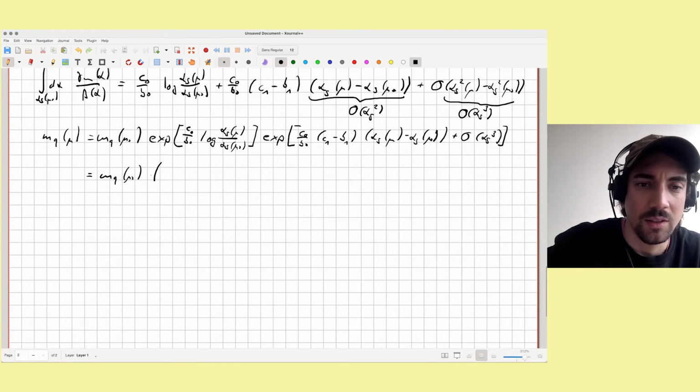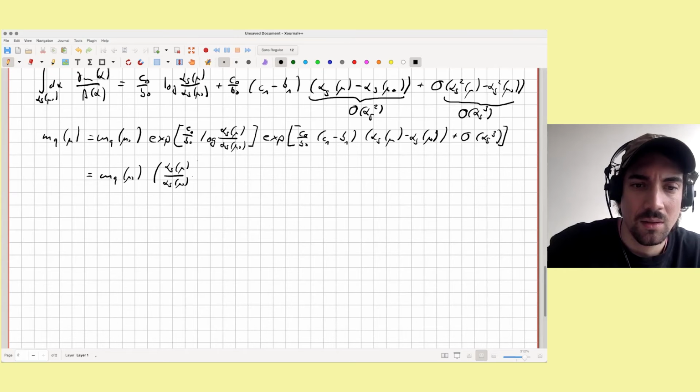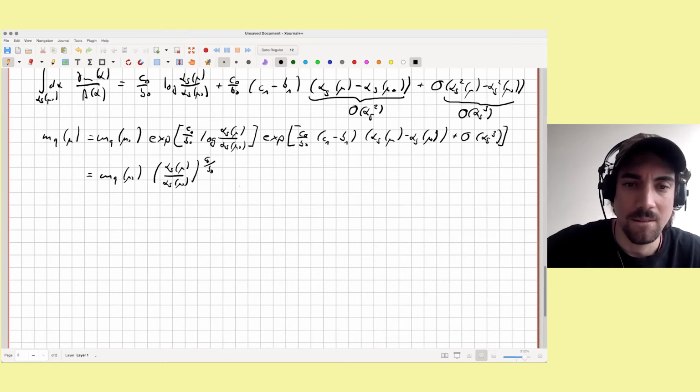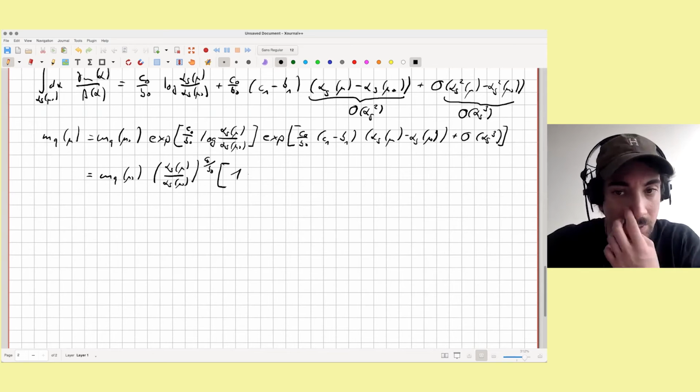The first thing here can be written as the ratio of couplings at different scales raised to the power of C naught over B naught. Exponential, the other one we can just expand with the exponential series.